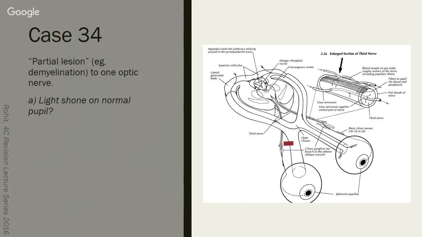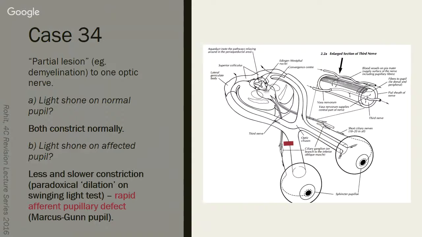So what if we have a partial lesion, i.e., demyelination of one optic nerve? What will happen if we shine the light on the normal pupil? So if this nerve was demyelinating for some reason, well, if we shine light on this one, what will happen to both pupils? Yeah, they both constrict evenly, good. And part 2 of the question is, what if we shine light on this pupil now? Yeah, they'll just constrict less, right?